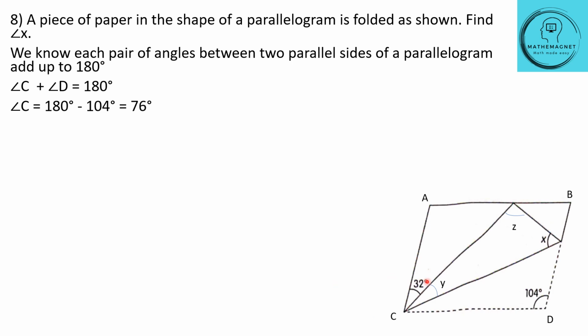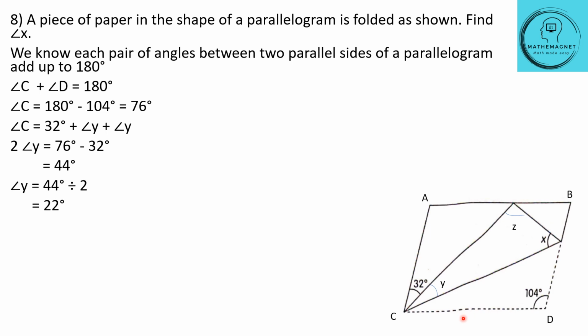Now this entire C we found as 76 degrees. But here they have given a small portion as 32 degrees. And here we have named it as Y. And since this is a folded portion, this part will also be equal to Y. So which means Y plus 32 will give you the entire C value, which is 76 degrees. So C will be 32 degrees plus Y. So 2 times Y equal to 76 degrees minus 32 degrees, which is equal to 44, and angle Y will be 44 divided by 2, which is equal to 22.